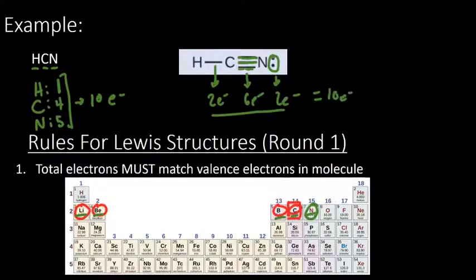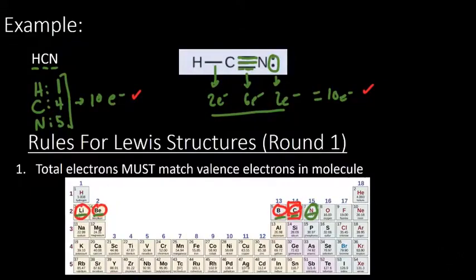So that's the whole point of this rule. The number of valence electrons that each of my elements gives matches the number of valence electrons I've drawn in my structure. And that always has to be true. If you add extra electrons, that's going to make your molecule charged, and it's not going to match what they gave you in the original structure. So you can't just add electrons or remove electrons. The number of valence electrons has to match.